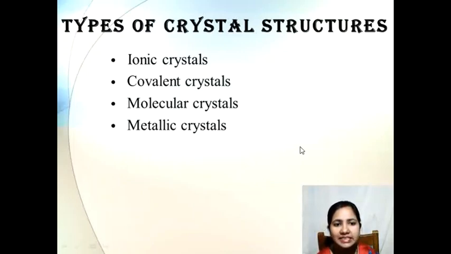The next is the types of crystal structures. Different types of crystal structures are there, based on the nature of binding force and the type of atoms present. The first one is the ionic crystal, the second is the covalent crystal, the third is the molecular crystal, and the last is the metallic crystal. We will discuss them one by one.